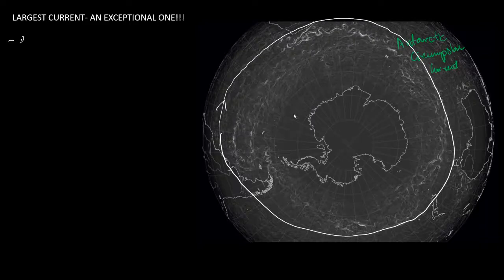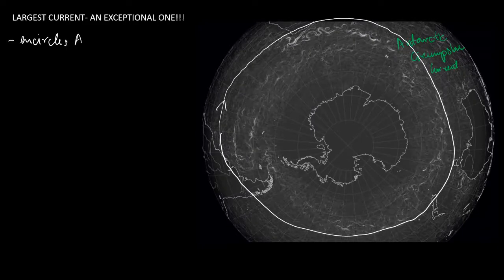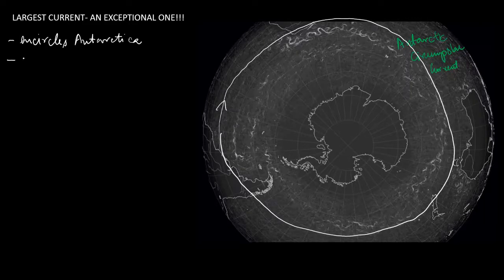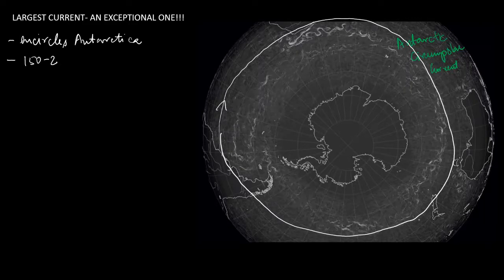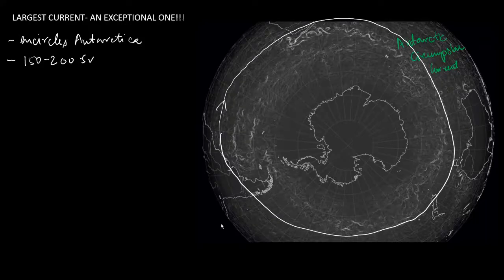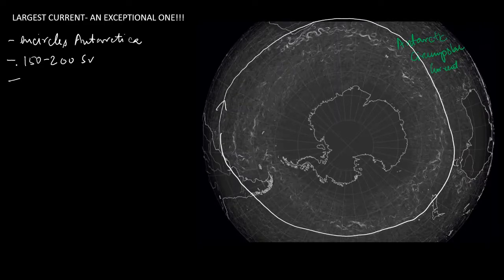So let us write about it. It encircles Antarctica. It is so big that it carries around 150 to approximately 200 Sv of water. You can see the size of this current. This current is the reason for the presence of the ice sheet over Antarctica.